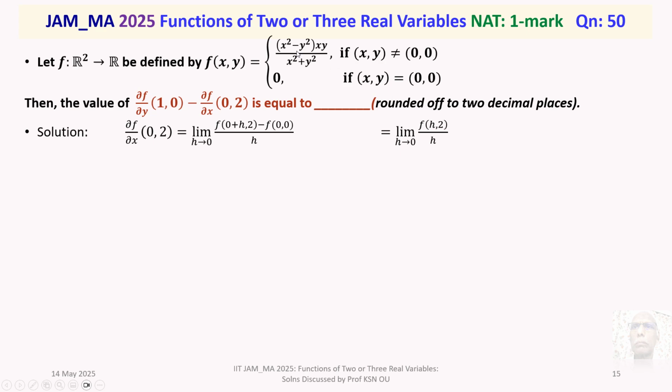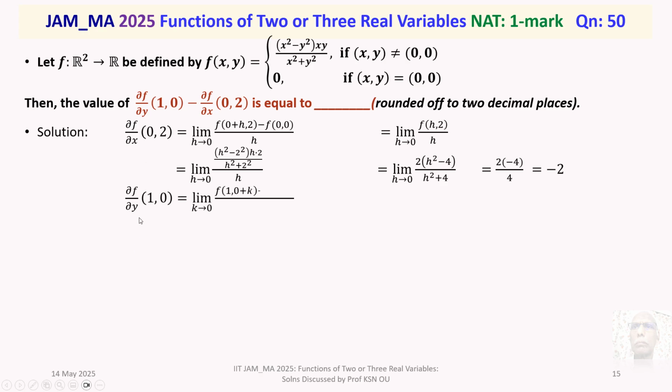So, in this substitute, x is h, y is 2. So, limit h tends to 0 of this one. So, the h cancels, you will get limit h tends to 0, 2 times (h square minus 4) by (h square plus 4). After taking the limit, you will get 2 into minus 4 in the numerator by 4, that is minus 2.